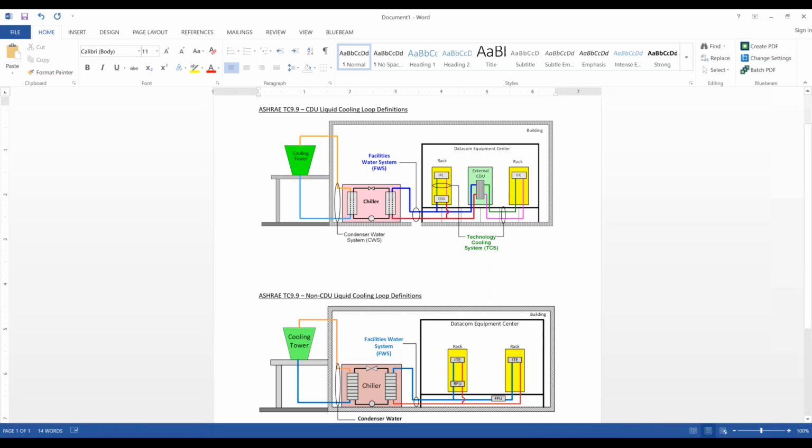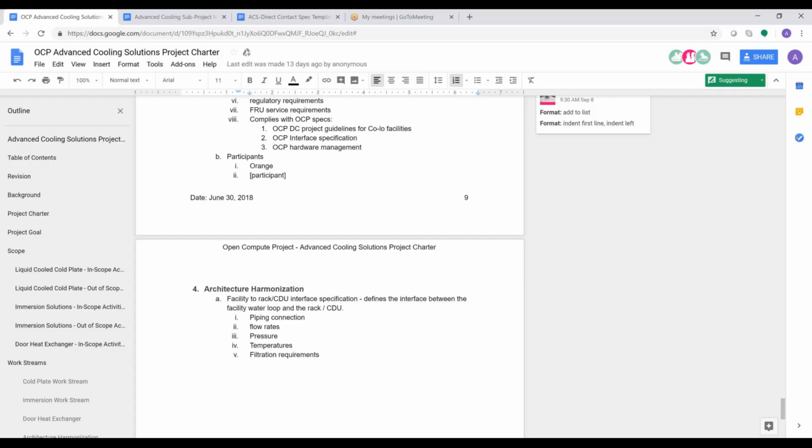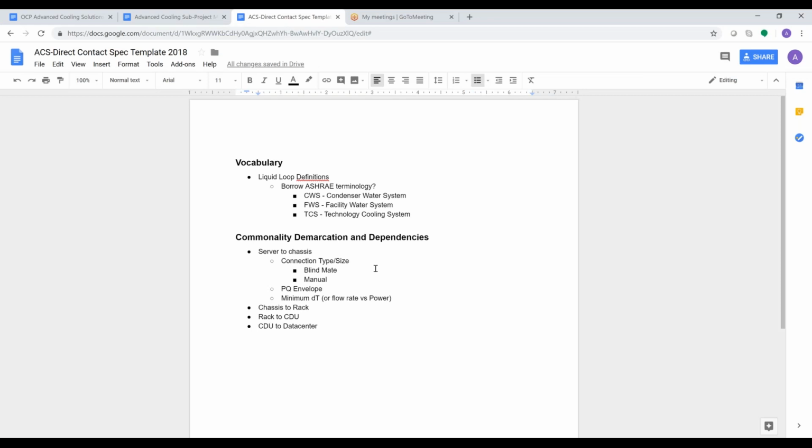And in my mind, that's a form of a cold plate. The type of cold plates that say Asetek or CoolIT sells are other forms of cold plates. And I just wanted to make sure that we're using the definition of cold plate in the broadest sense possible.